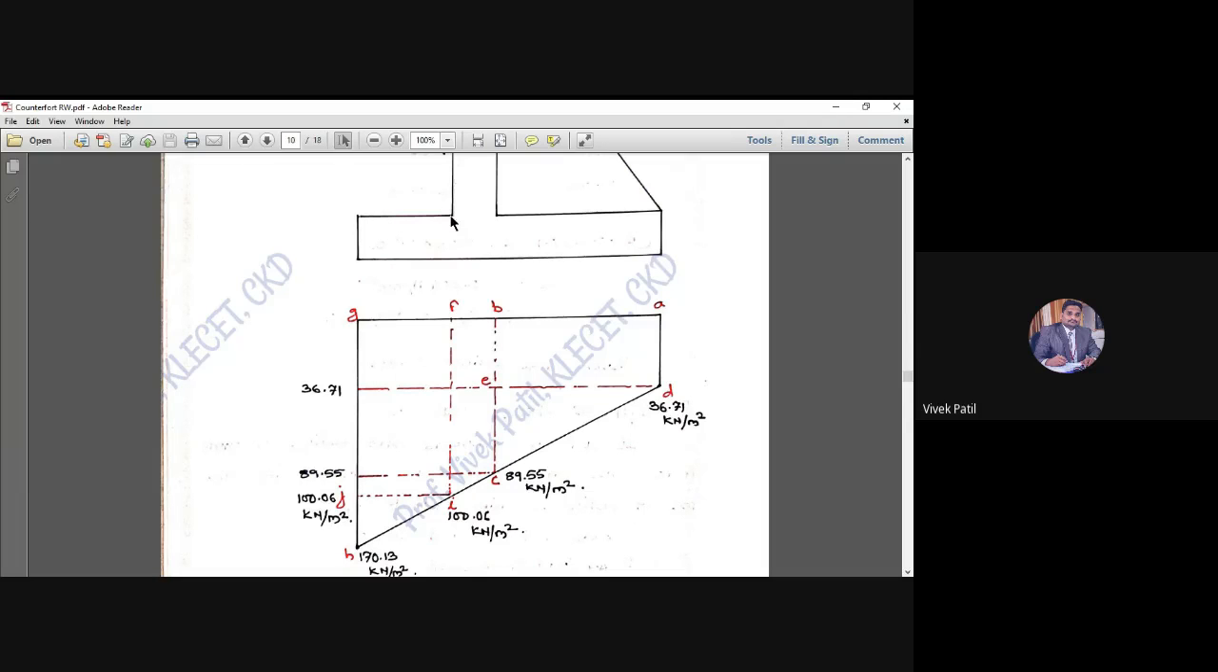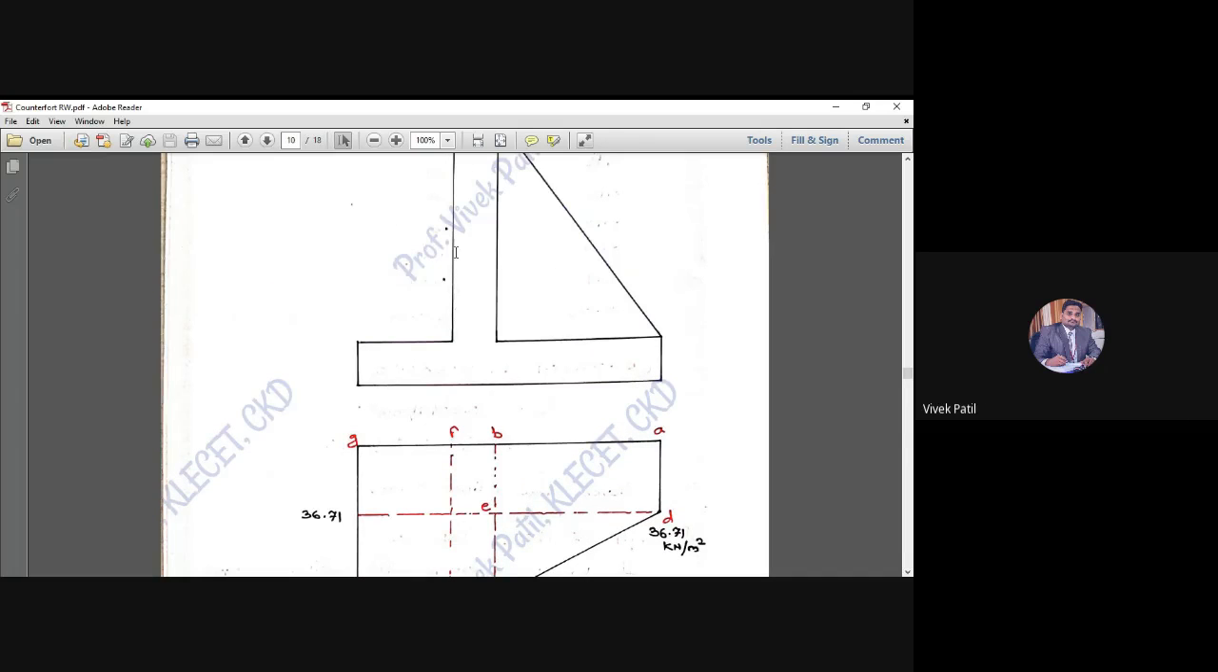From this face, where will it be acting? At the center. What will be the distance from here to here? Half, that is 0.5. So calculate the moment also: 0.5 into the dead load you have obtained. 3.935.